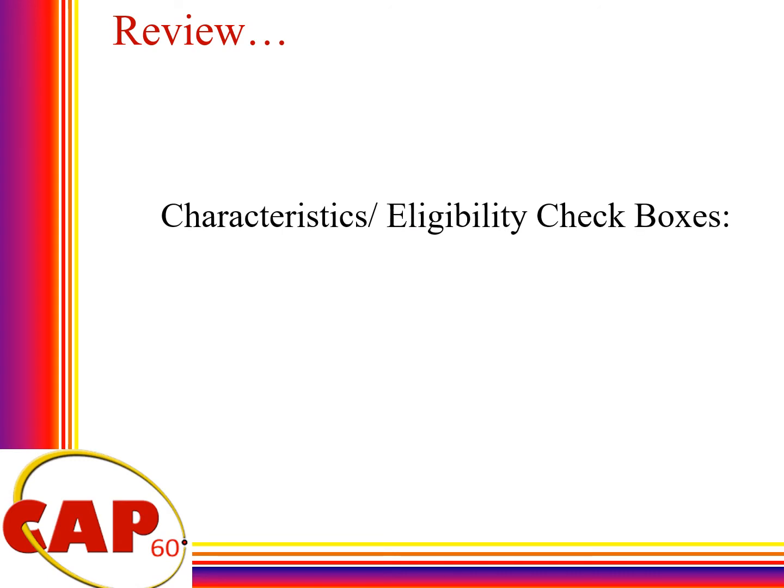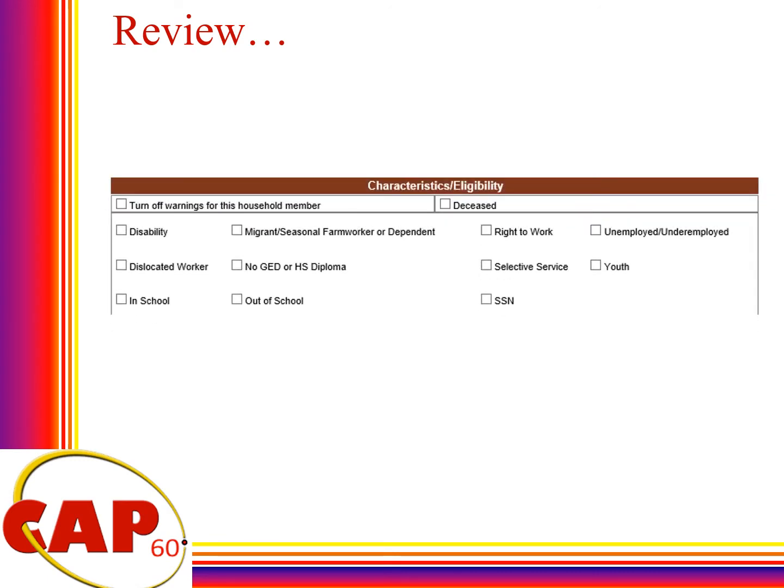The Characteristics and Eligibilities box is available so you can check program characteristics that are specific for each household. Selecting these options also determines eligibility for other programs, so it is important to include everything that applies. The turn-off warnings for this household and deceased option should only be used when directed by a supervisor. Please remember, the Social Security number checkbox must be checked for every family member with a Social Security number. The only exception is for a new child that has not yet been issued documents.